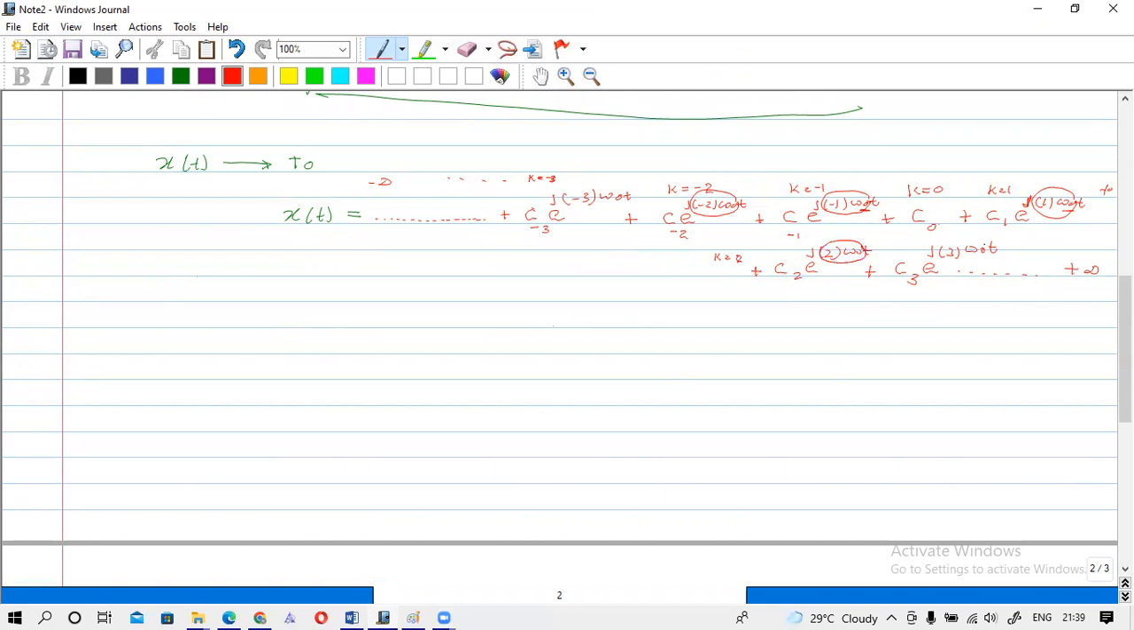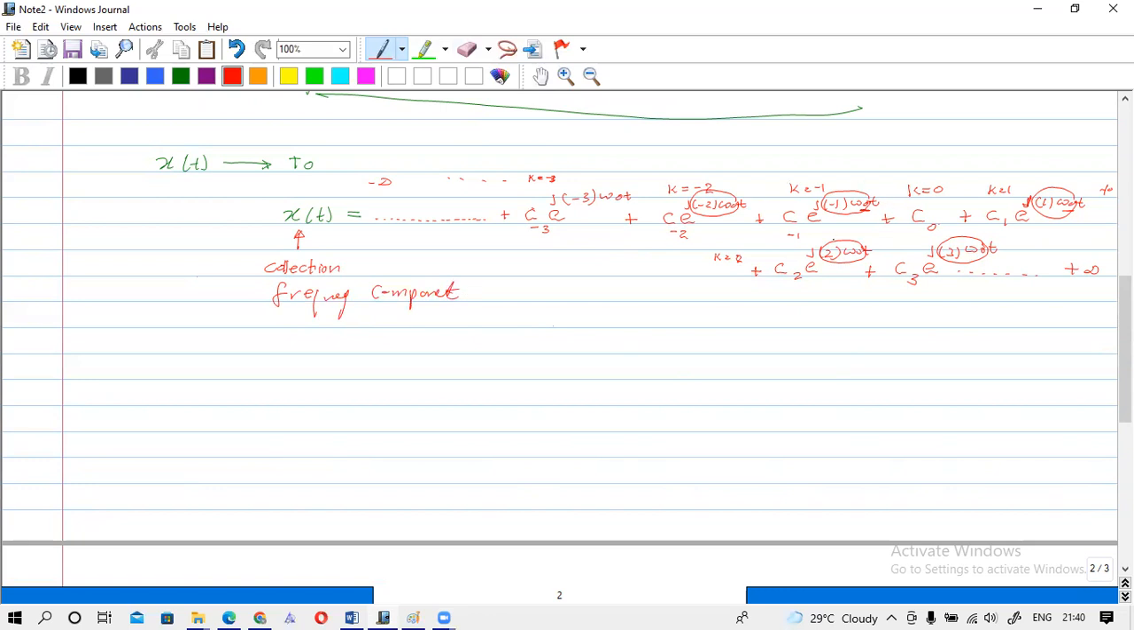Okay, and for this it is 3 omega naught, 4 omega naught, 5 omega naught, 6 omega naught up to plus infinity. And also from here -2 omega naught, -3 omega naught up to minus infinity. So these are some frequencies, actually frequency components. We can say that this x(t) is a collection of frequency components.